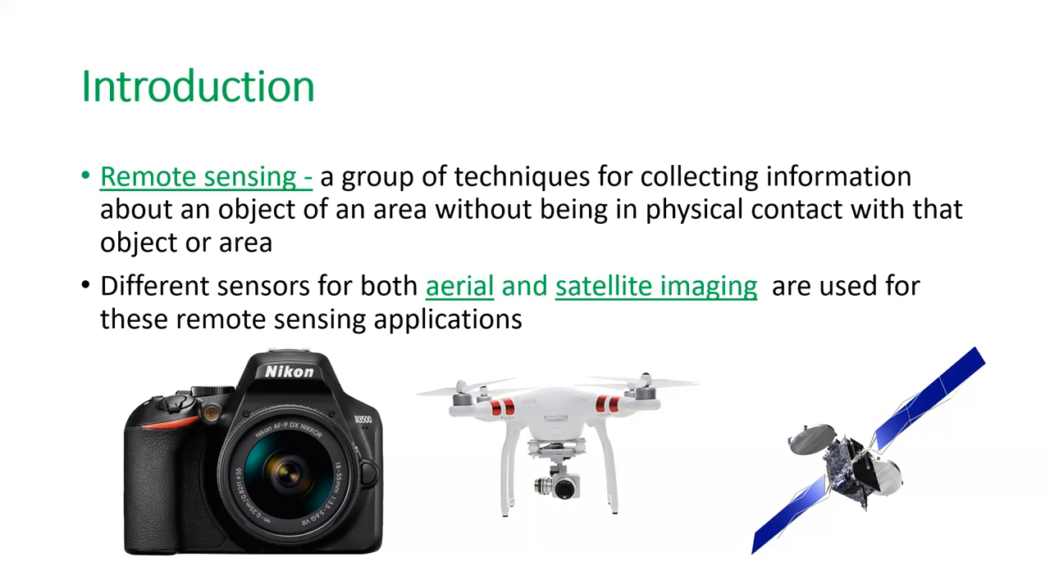So different sensors can be incorporated in aerial and satellite imaging. When we talk about proximal, it means the sensor is very close to the target, for example, to the plant. Maybe a person is holding a camera, or it can be a drone flying over a farm. The drone can just fly for a few minutes, you collect the images, then you do some calculation, and you come up with very comprehensive information that can be used to improve farming conditions.